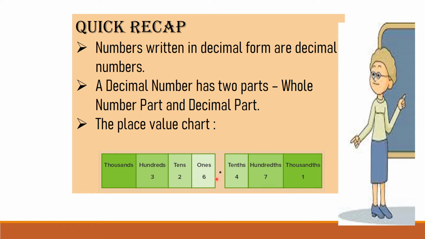These numbers before the decimal point are the whole number part, and after the decimal, the numbers are the decimal part. Now the places in the whole number part are ones place, tens place, hundreds place and thousands place, whereas just after the decimal the places are tenths place, then hundredths place and thousandths place, and so on.